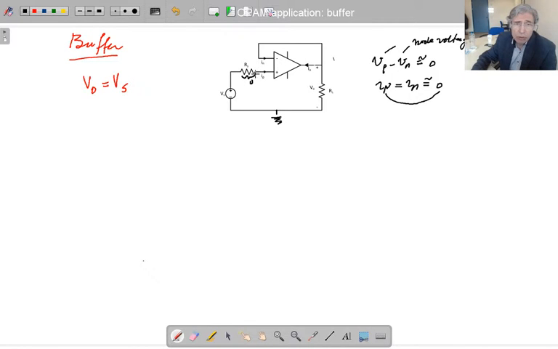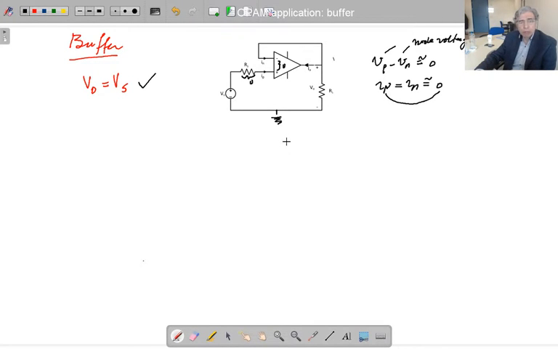If that voltage is 0, and Vp minus Vn, so these terminals are short circuited, that means this voltage is this point voltage. At the same time, it is this point voltage. Since this is a short circuit, it is also this voltage. So that means V out equal Vs has been proved. So this circuit does this.